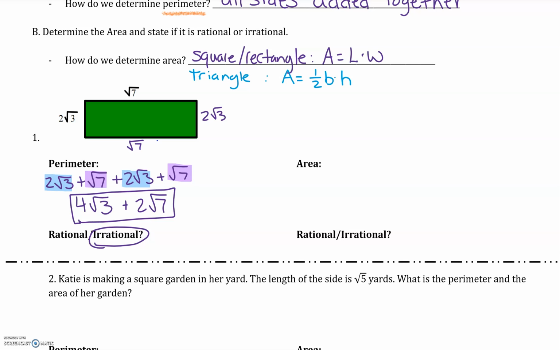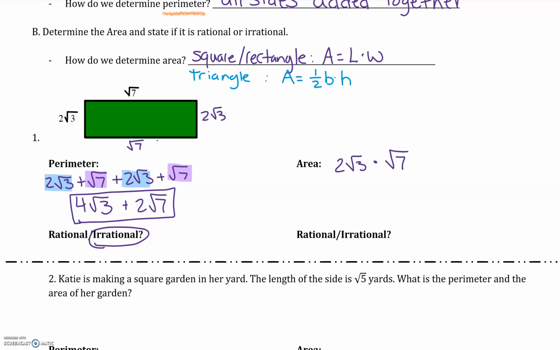Okay. For the area, we're going to use the area formula for a rectangle. So this is length times width. Okay, it does not matter if you call the square root of 7 the length or the width. Just make sure the square root of 7 is one of them and 2 square roots of 3 is the other. So we have 2 square roots of 3 times the square root of 7.